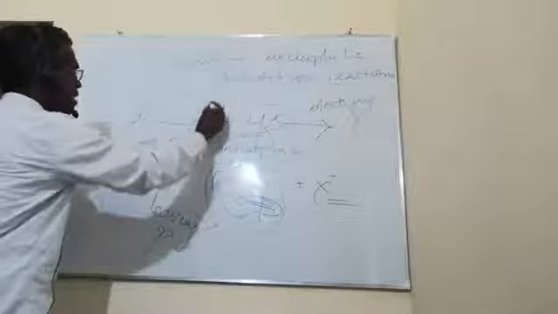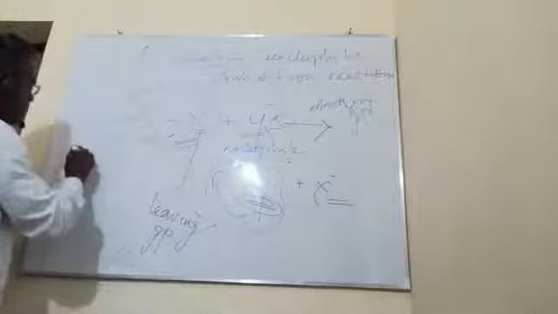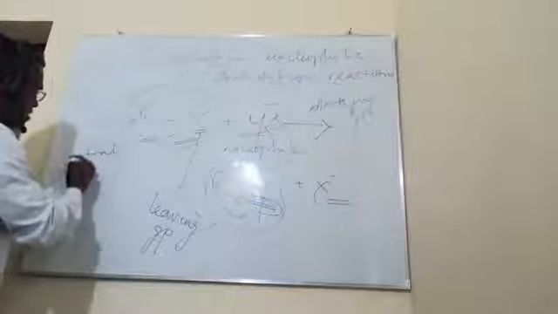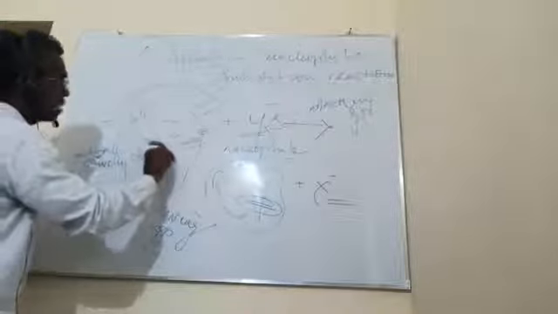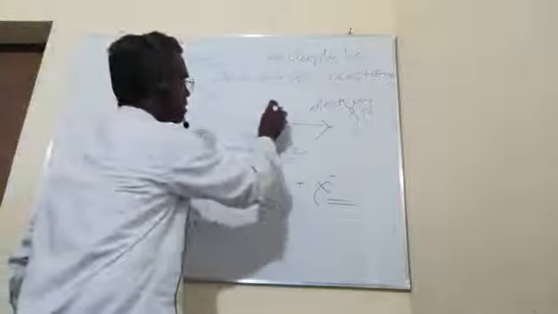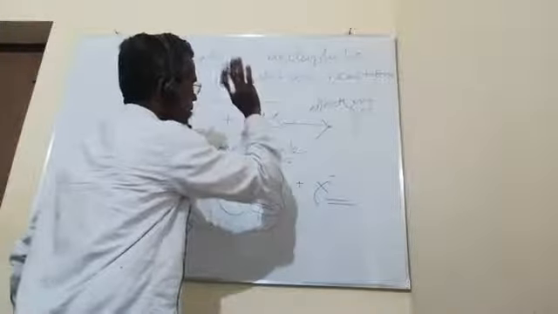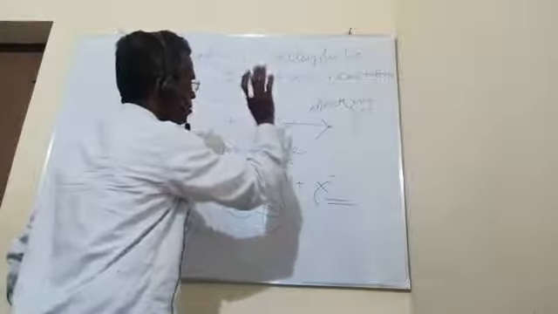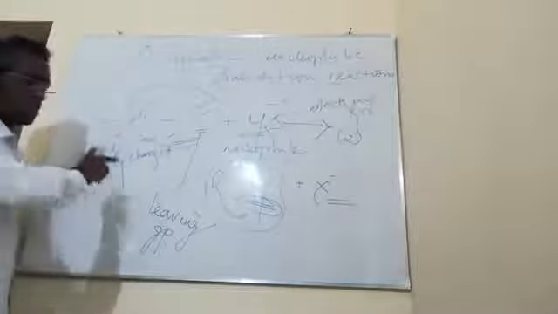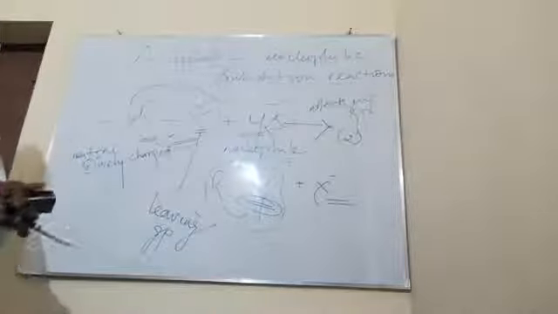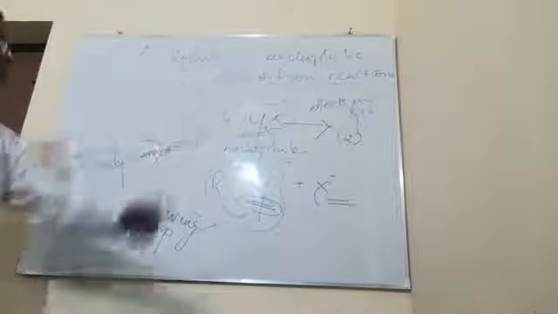This particular compound may be neutral or positively charged, and your nucleophile, the Y minus, may sometimes carry a minus charge or sometimes be neutral. So here we have two possibilities for the nucleophile, and RX sometimes neutral or sometimes positively charged. Considering these things, we have four different options. We have four different reactions possible with respect to aliphatic nucleophilic substitution reaction.